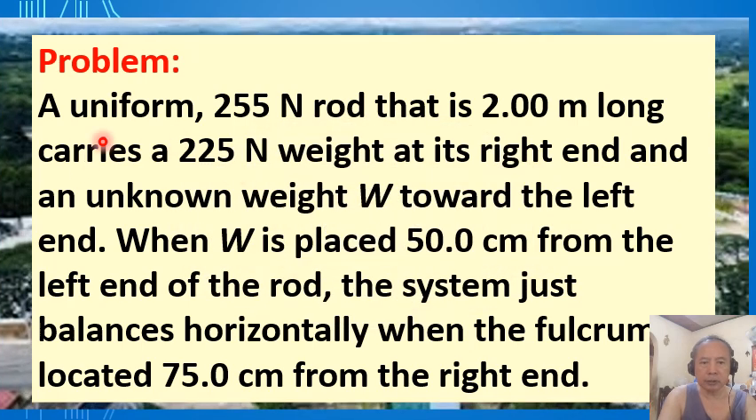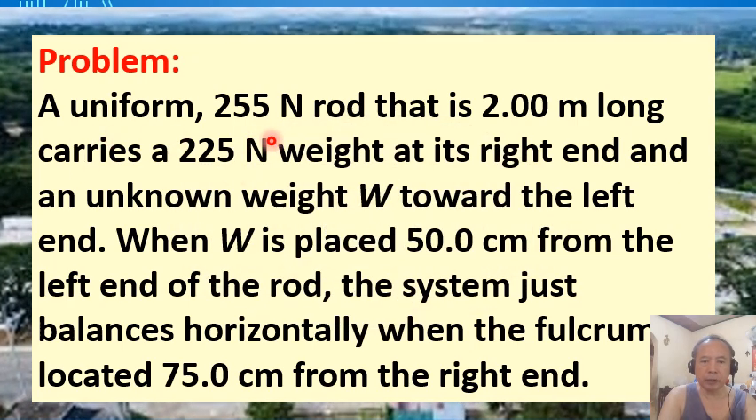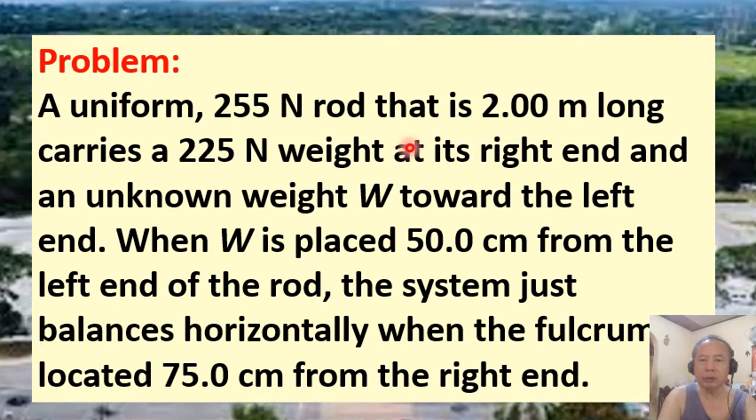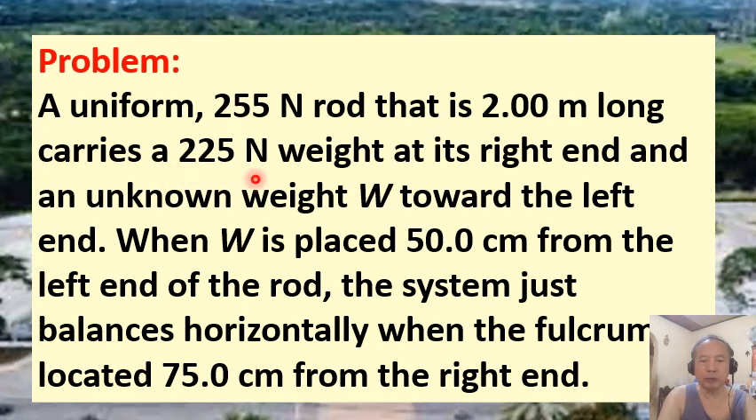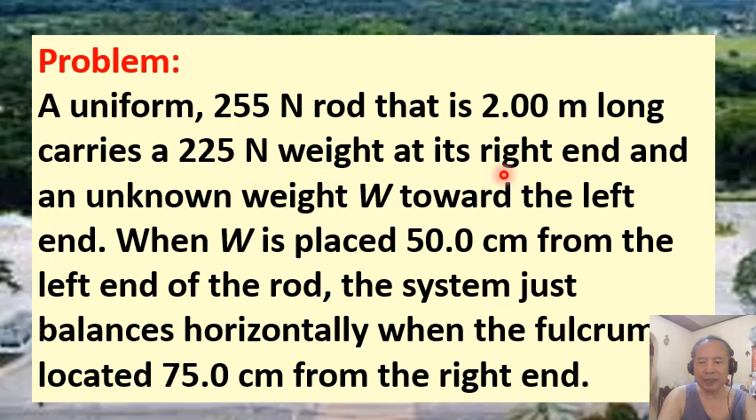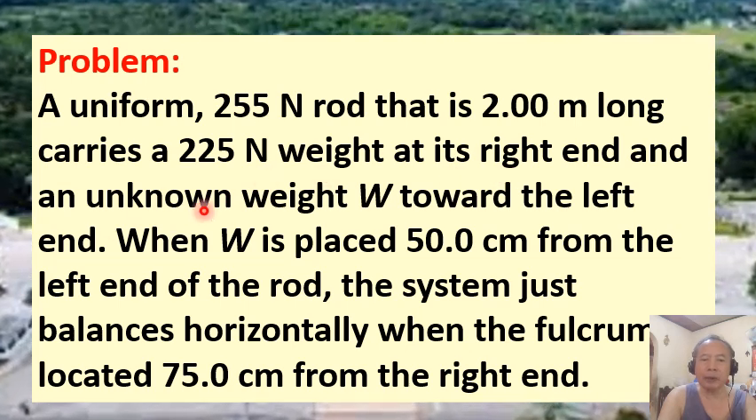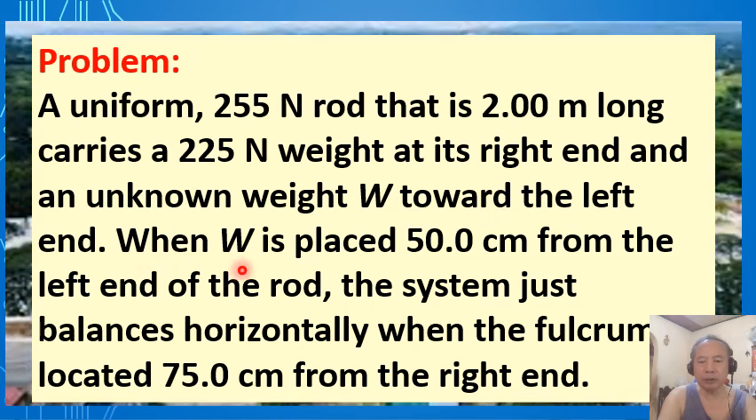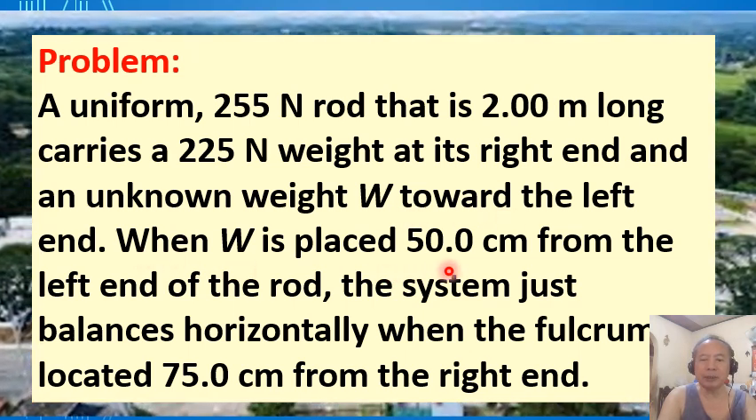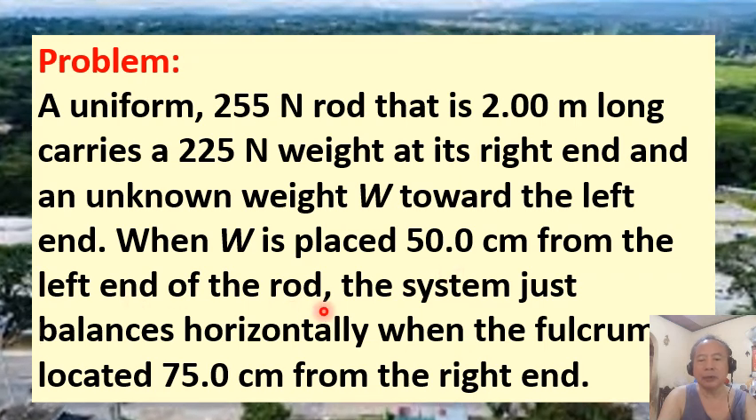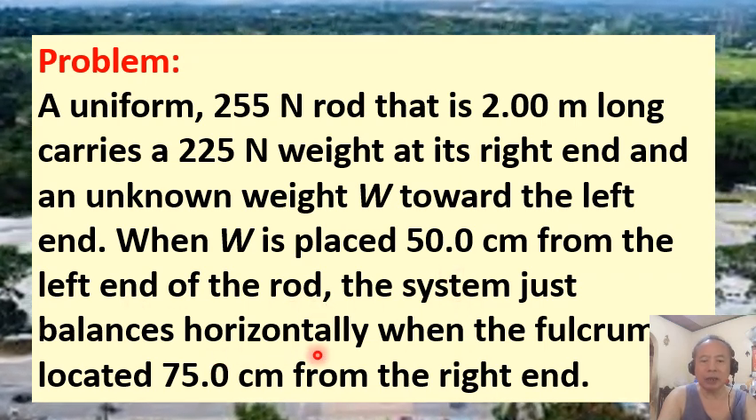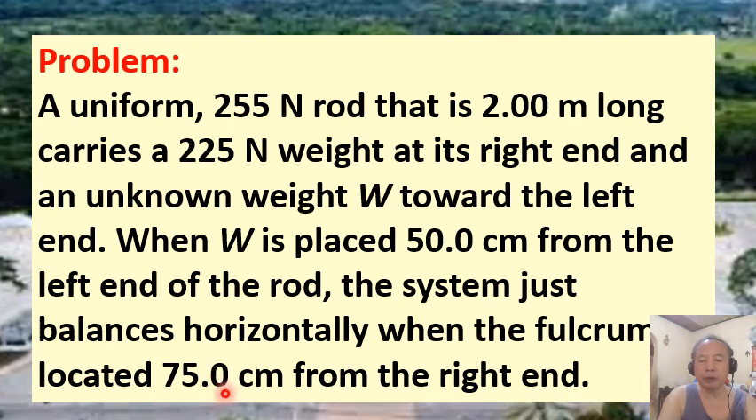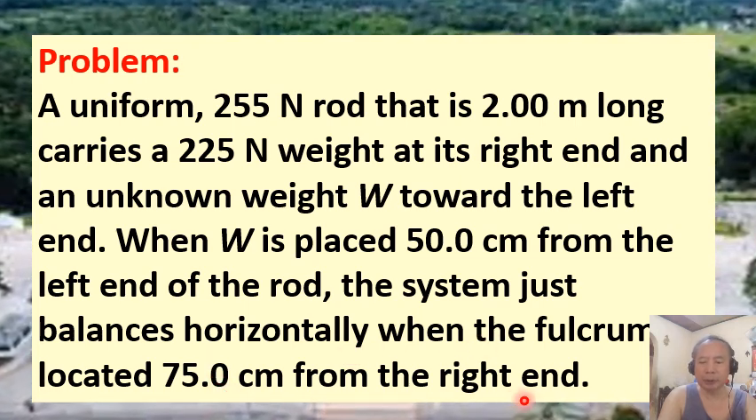The problem is a uniform 255 Newton rod that is 2.00 meters long carries a 225 Newton weight at its right end and an unknown weight W towards the left end. When W is placed 50.0 centimeters from the left end of the rod, the system just balances horizontally, when the fulcrum is located 75.0 centimeters from the right end.